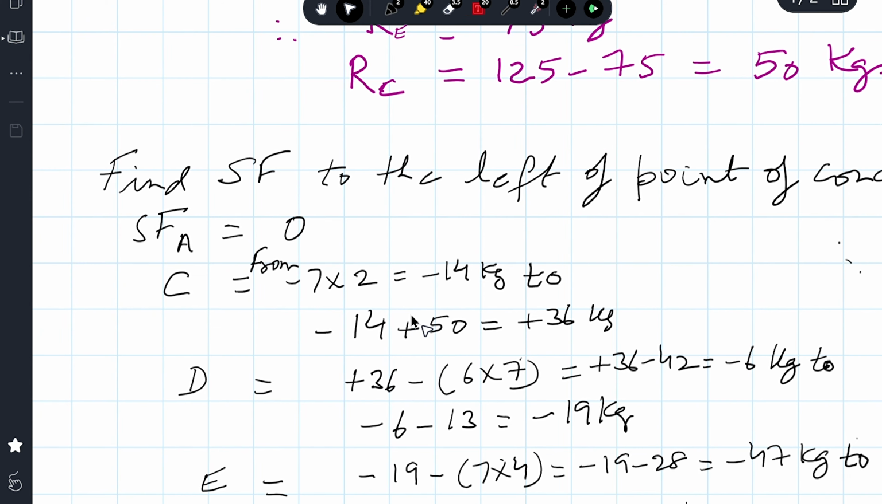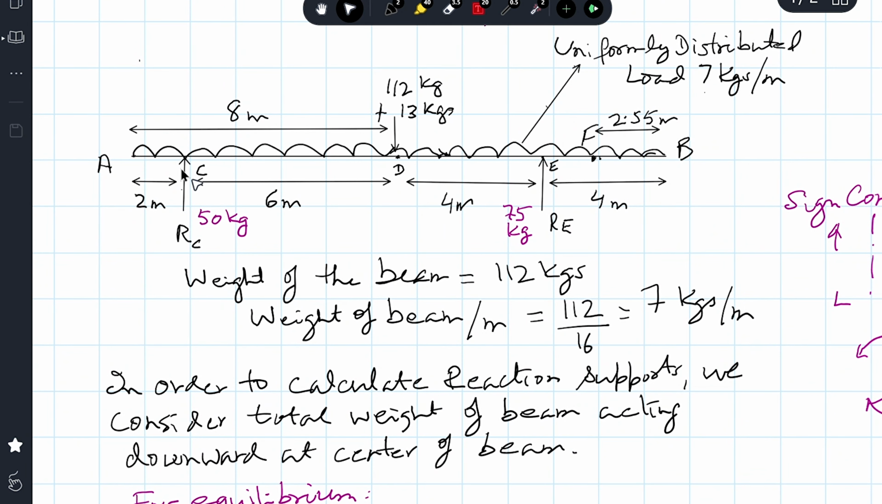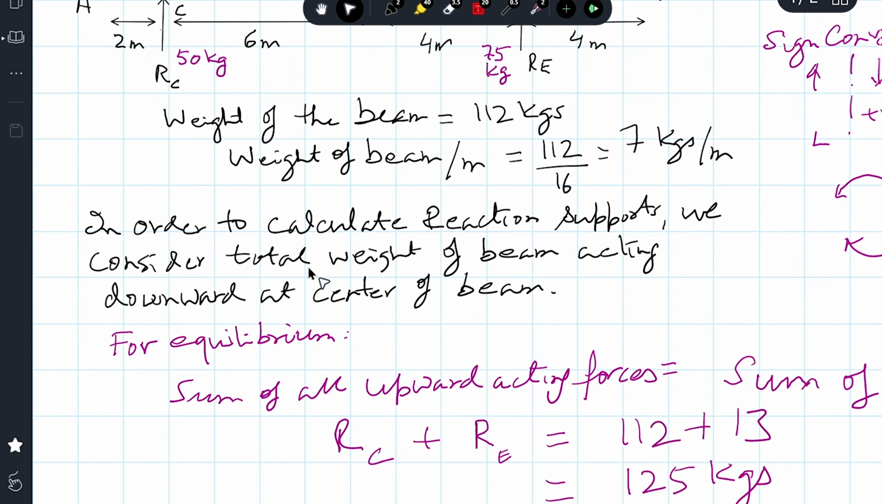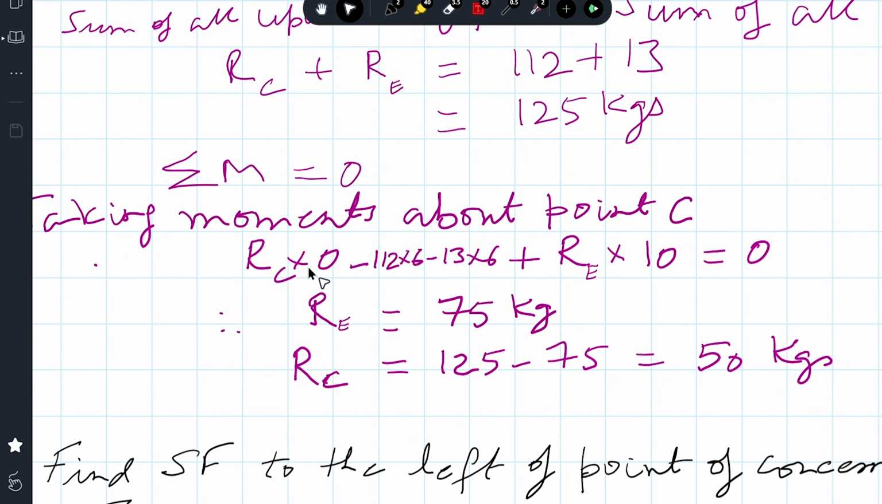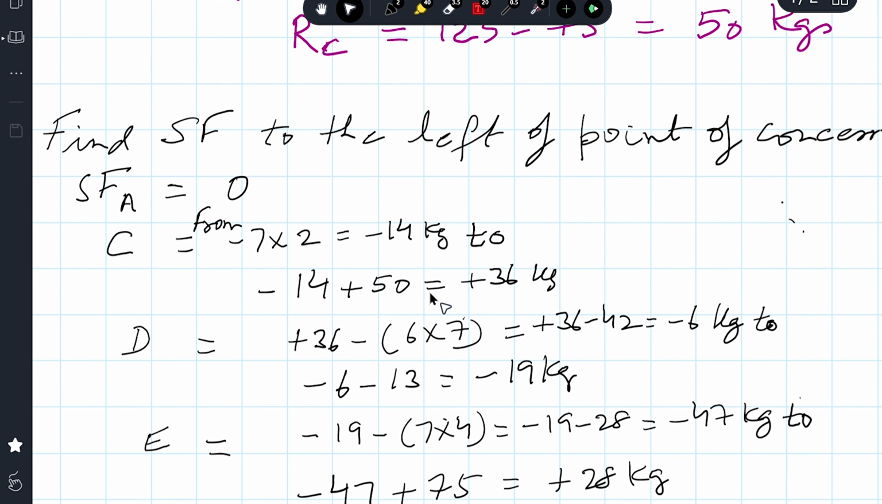Then if I take a point just to the right of C, a millimeter to the right of C, then I also see the reaction force. So now the algebraic sum will be the weight of the 2-meter beam acting downward and the reaction force acting upward, which is 50 kg. So it will be minus 14, the weight of the beam to the left, and also now the reaction force at this point C will add up. So it will be minus 14 plus 50 equal to plus 36 kg. So SF at C is changing from minus 14 kg to plus 36 kg.